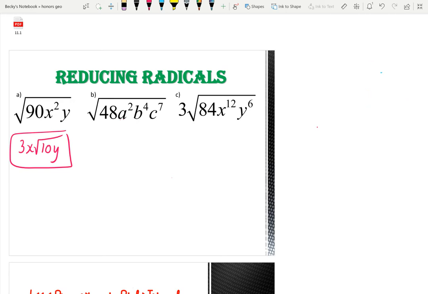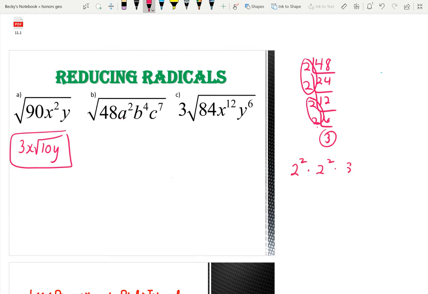Okay, next up, we're going to talk about 48. So let's do 48, 2 and 24, 2 and 12, 2 and 6, 2 and 3. Okay, so we have one group of 2s, 2 groups of 2s, and a leftover 3. So 2 squared, and a 3.